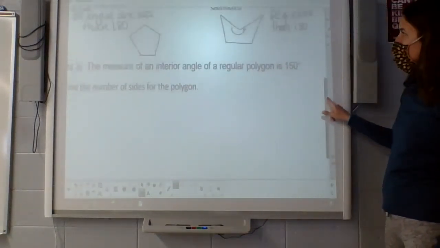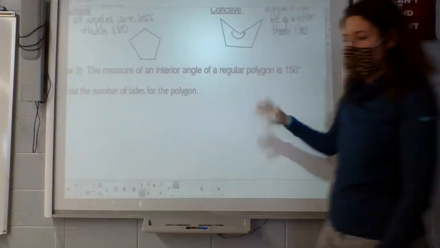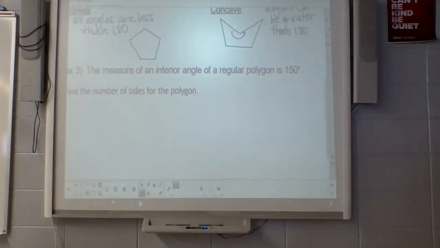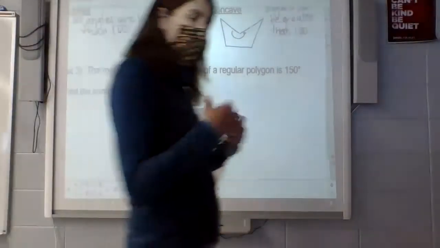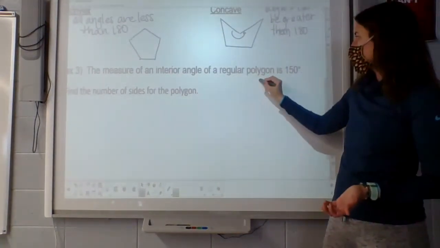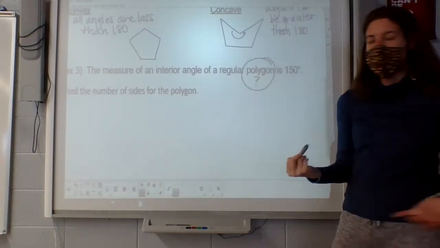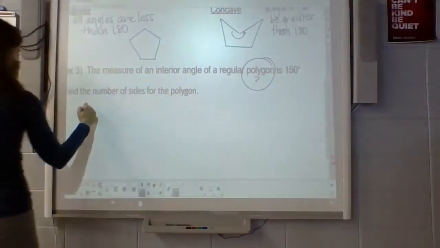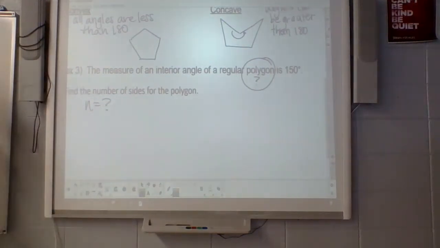All right, so then this next part, which we'll still practice a little more with our whiteboards before we move on, says the measure of an interior angle of a regular polygon, not pentagon, is 150 degrees. Find the number of sides for the polygon. So we have some shape, we don't know what it is. Polygon just means we don't know. So the number of sides is unknown, but they tell me one of the angles is 150 degrees.